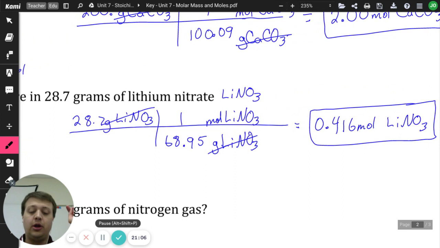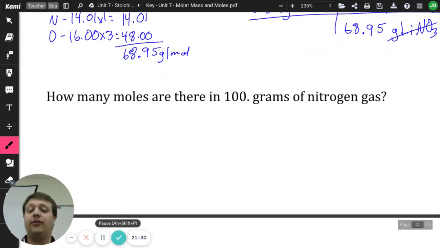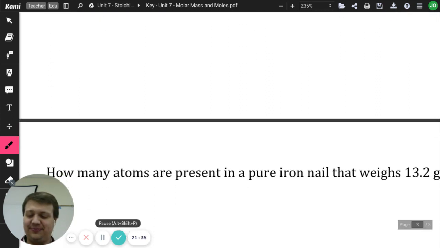Then we come over here. We were told we have 28.7 grams of lithium nitrate, and we want to know how many moles of lithium nitrate that is. So I convert from grams into moles using my molar mass, solve for it, and we should have ended up with 0.416 moles of lithium nitrate. All right, so I'm going to leave this next one as a practice problem for y'all to do, but we're going to go ahead and move on in our notes.